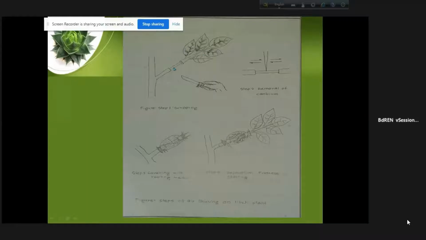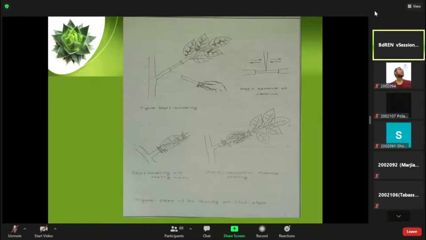That means the function of cambium is to produce xylem and phloem. And for this reason, year after year, a dicotyledonous plant increases its diameter only for the presence of cambium. So now see here, we use this phenomenon for the production of root in air layering.